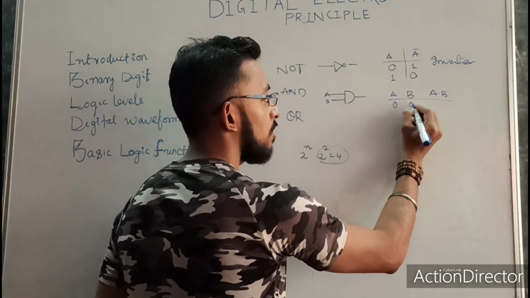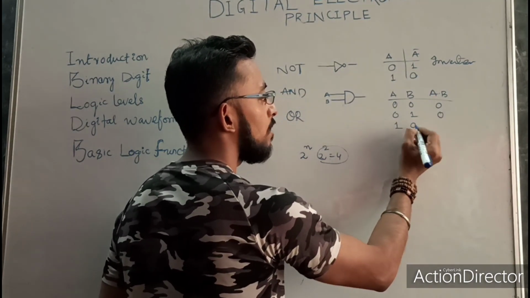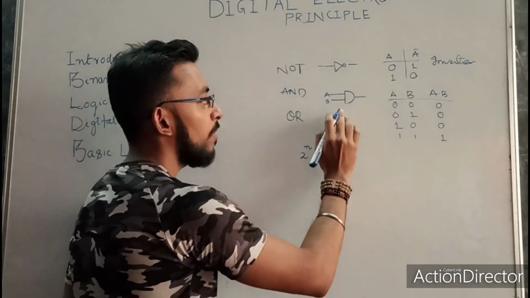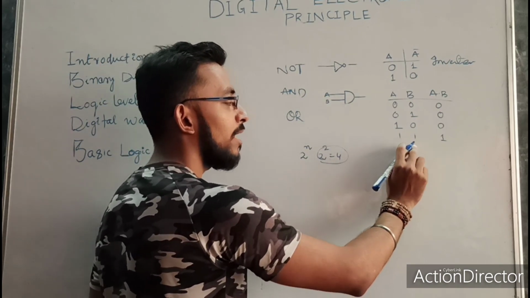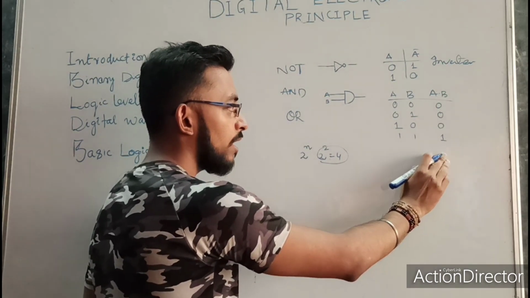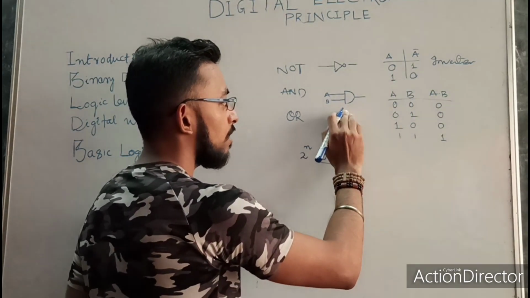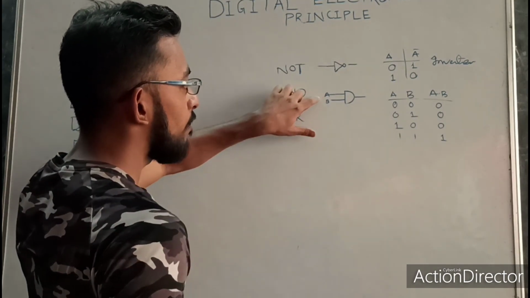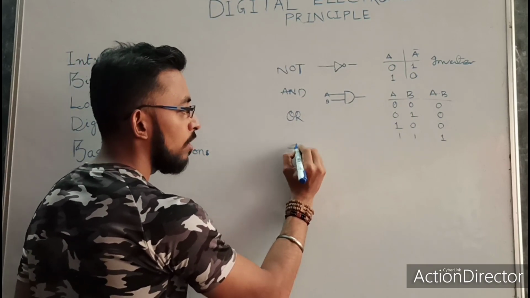It means if I take 0 0, the output will be 0. If I take 0 1, the output will be 0. For 1 0, the output will be 0. For 1 1, the output will be 1. It means for an AND logic function, only if both inputs are high will my output be high. In every other case, my output will be 0. That is the truth table for the AND logic function, which can be implemented as an AND gate. Similarly, for the OR gate, let's take a 2 input OR gate.